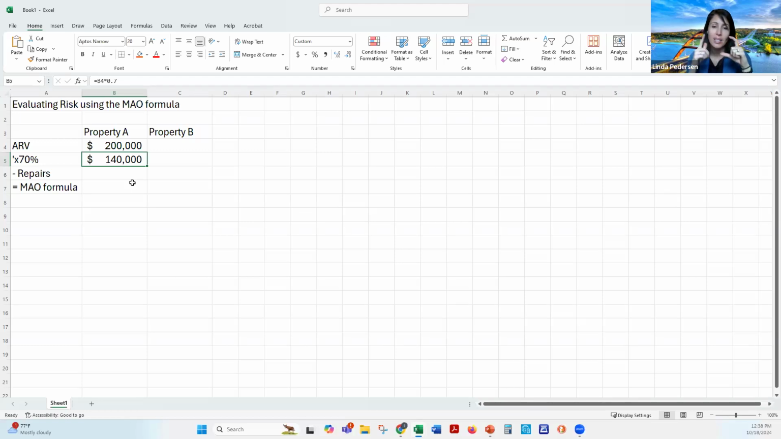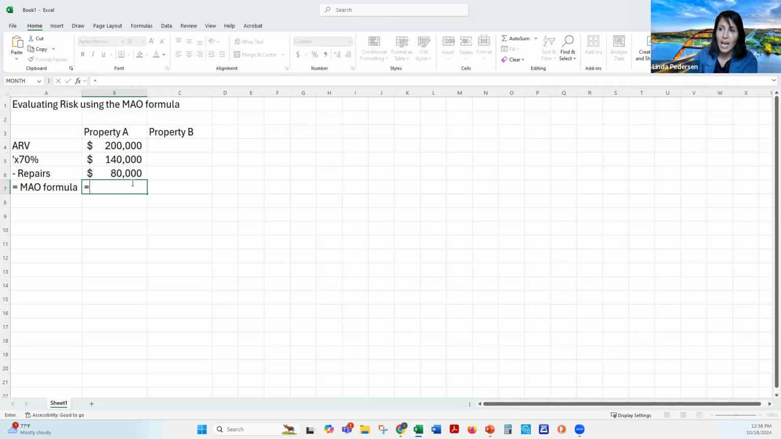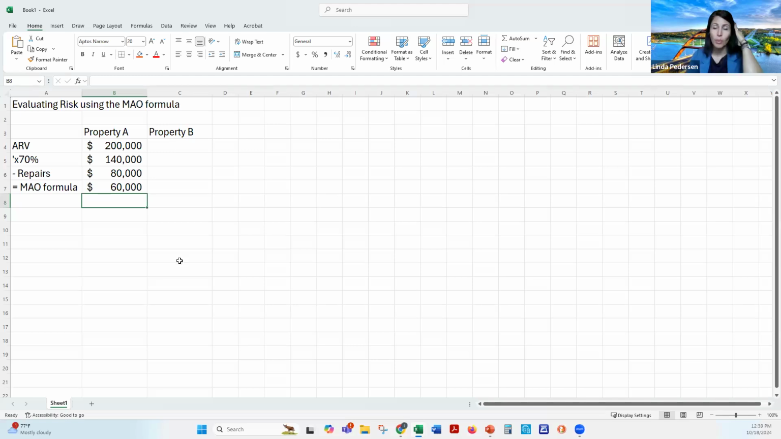And your carrying costs is insurance, taxes, right? The things that you have to carry that aren't associated to the repairs. So ARV times 70% minus repairs. So say this first project has 80,000 in repairs, right? Then you would say 140 minus the 80 means my maximum allowable offer would be 60,000.